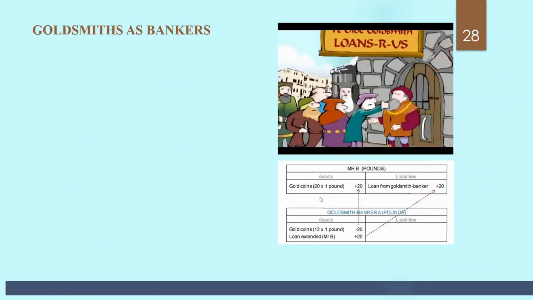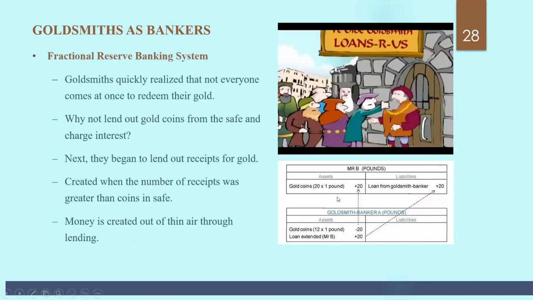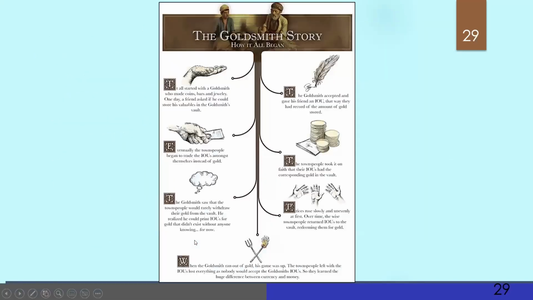So yeah, you give them gold coins, and then you get a receipt. This is how they show the accounting for that. Goldsmiths quickly realized that not everyone wants to redeem their gold. Why not lend out gold coins from the safe and charge interest? Next, they began to lend out the receipts for gold. Money is created when the number of receipts is greater than the coins in the safe. Money is created out of thin air through lending.